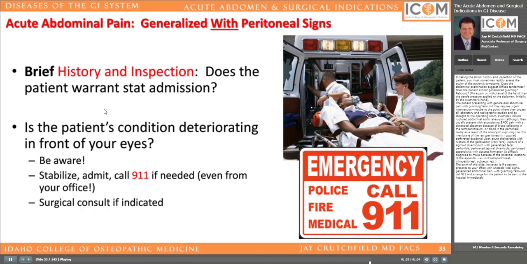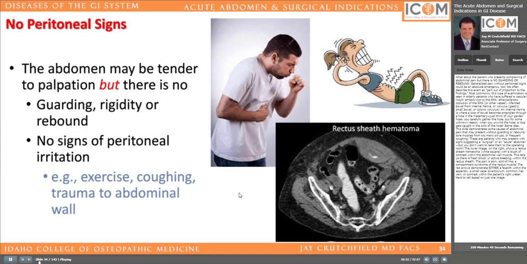The point of this slide, however, is if a patient presents to your office with unstable vital signs, generalized abdominal pain with guarding or rebound, get them out of your office. Call 911 and arrange for the patient to be seen and sent to the hospital immediately. So what about the patient who presents complaining of abdominal pain, but there is no guarding or rebound? Generalized pain without peritoneal signs could be an absolute emergency too.